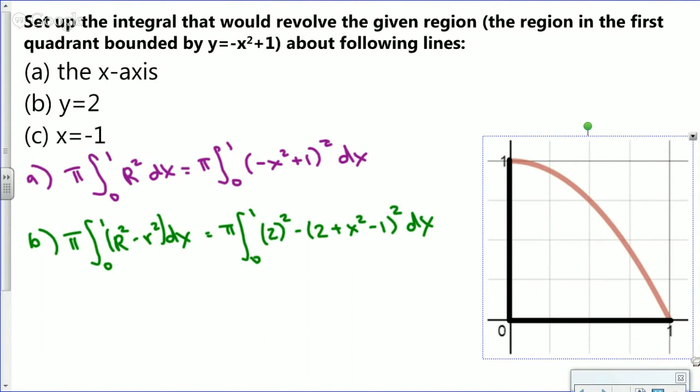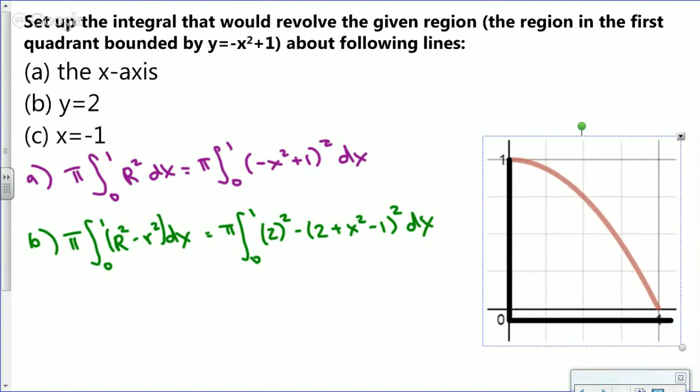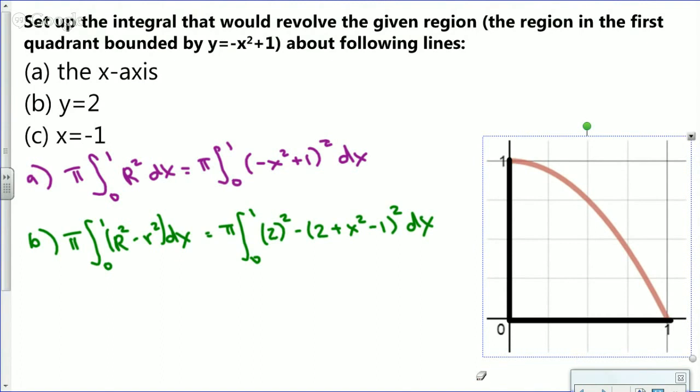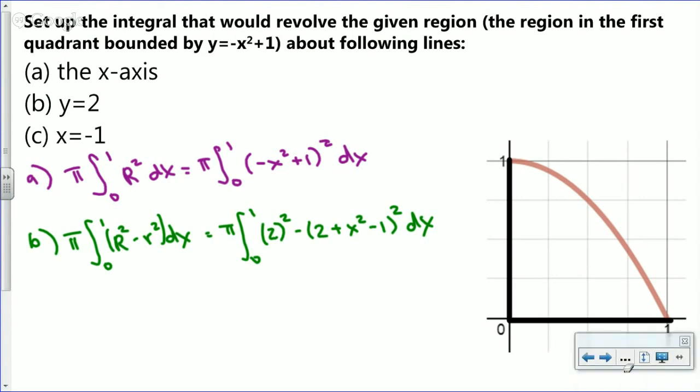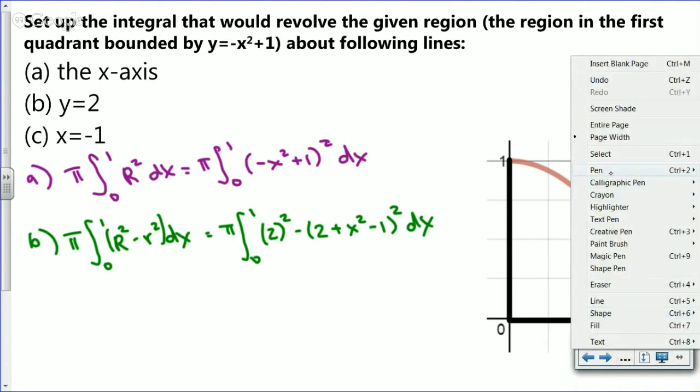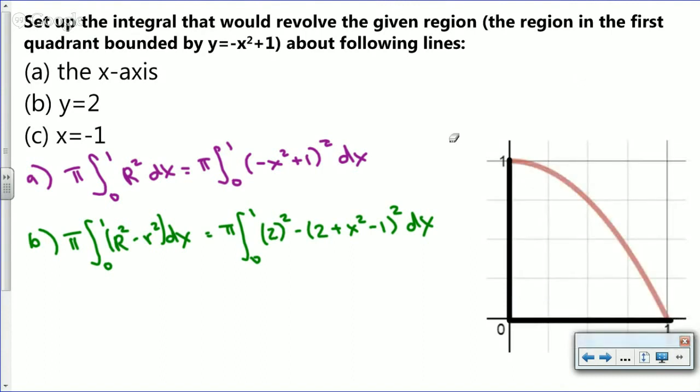Make this just a teeny bit smaller so we have some more room here. So go ahead and draw the line x equals -1. It'll be over here, right? Probably a little farther, but we're out of space. So, okay, so I want to revolve about this region. I'm going to take this guy, revolve about this axis.